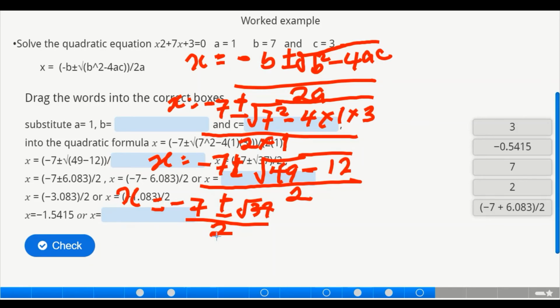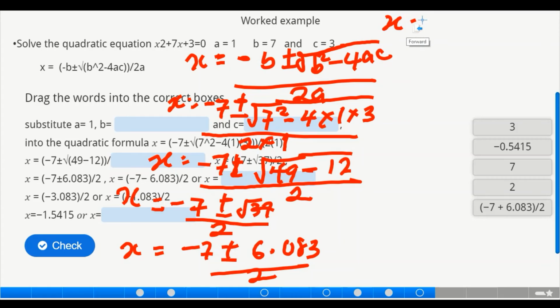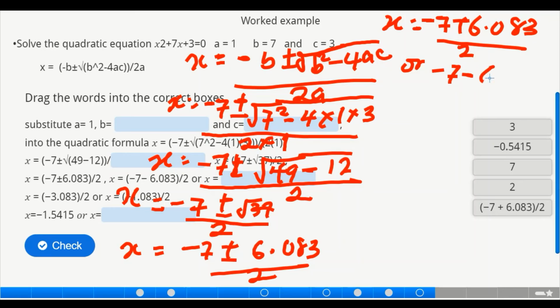Now let's check what is the square root of 37. Square root of 37 will give us 6.083. So we have minus 7 plus or minus 6.083 all divided by 2. Now having that, we can now place our value. We have plus or minus, so we have two values for x. So we can have x equals minus 7 plus 6.083 divided by 2, or minus 7 minus 6.083 all divided by 2.